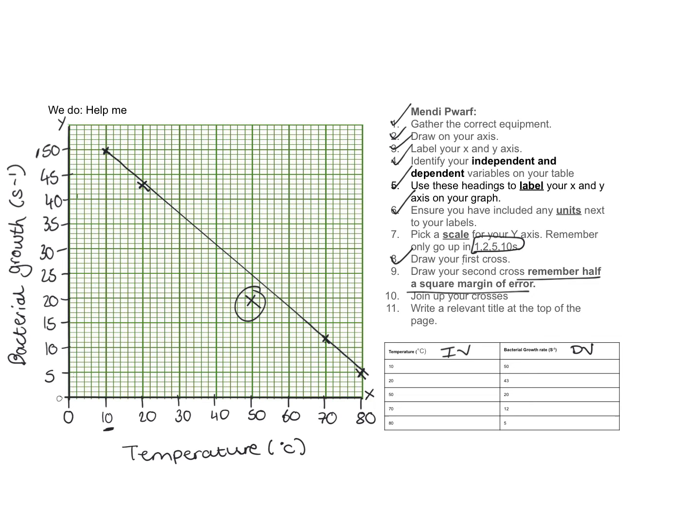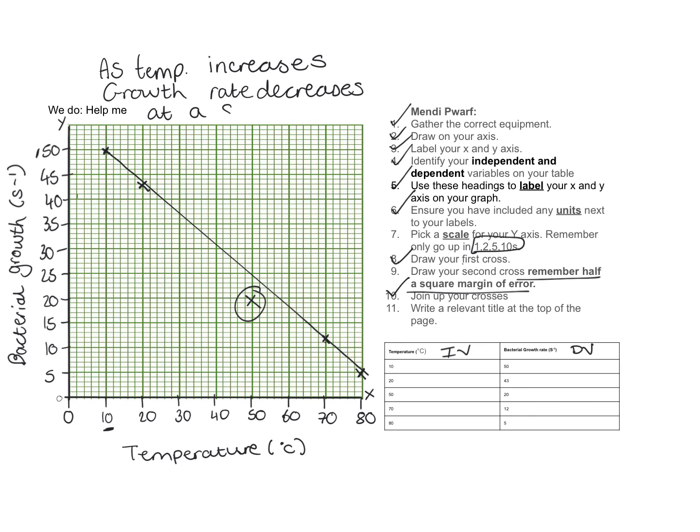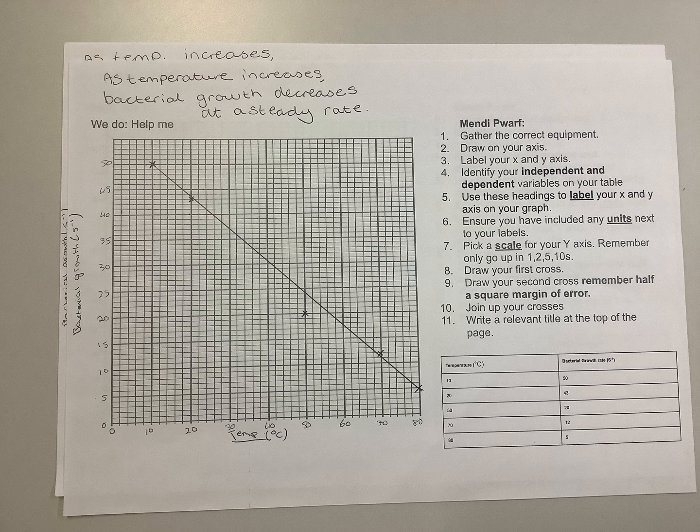Then you need to write a relevant title at the top of the page. So this would be as X, so as temperature increases, the growth rate decreases at a steady rate. Okay, so it's so important you use them 6 diagrams at the beginning, and that would be worth 2 marks for you. Okay, no graph to show. Again, if you want to pause the screen and look at it, there's an example of it on the screen now.